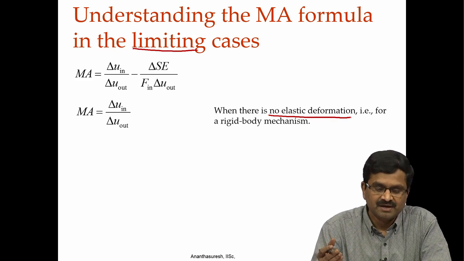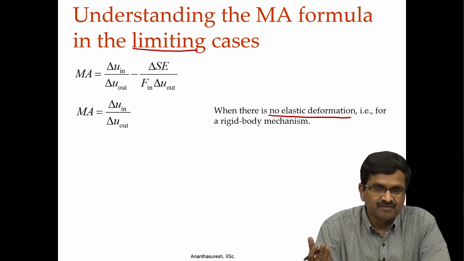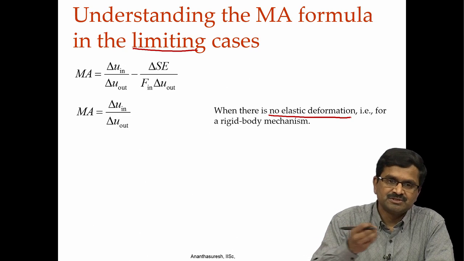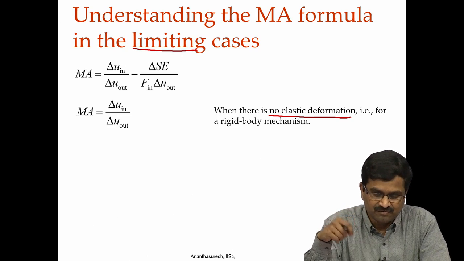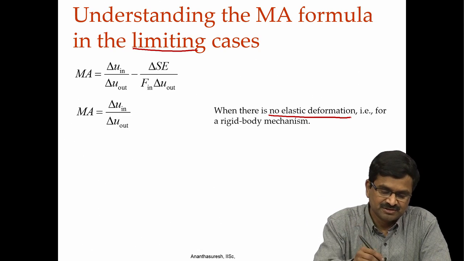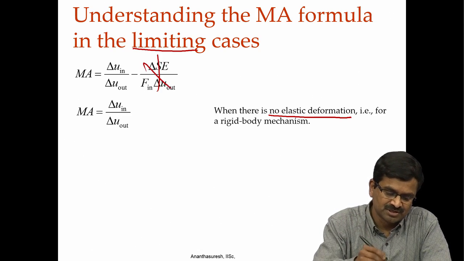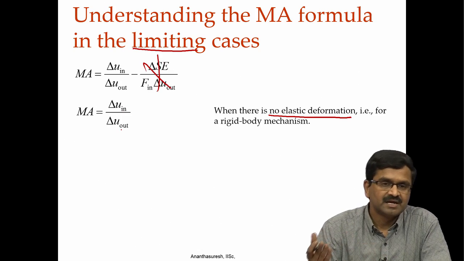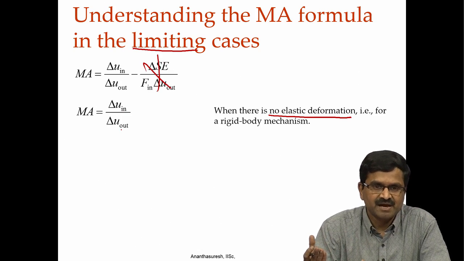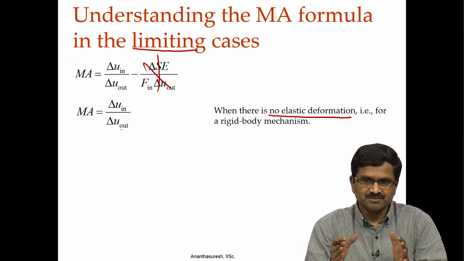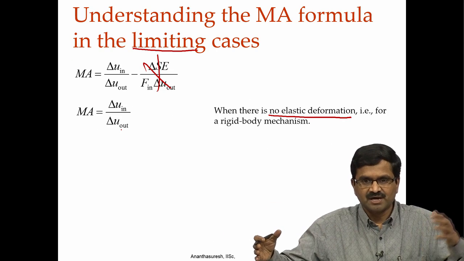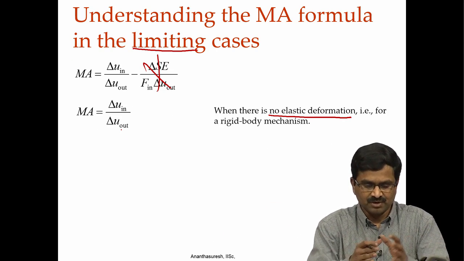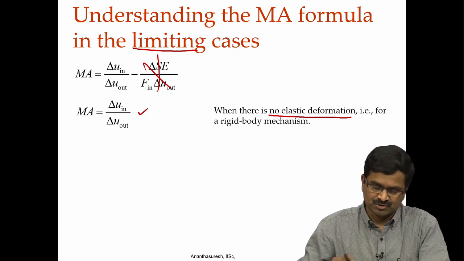So, whatever we derive for a compliant mechanism, we should be able to generalize it or make it specific to rigid body linkage, in which case there is no elastic deformation. So, you get delta u in by delta u out, that is essentially the mechanical advantage of rigid body linkages. So, our formula is correct. Again, compliant mechanisms lie in this continuum spectrum between structures and rigid body linkages. So, in that sense this formula holds good.